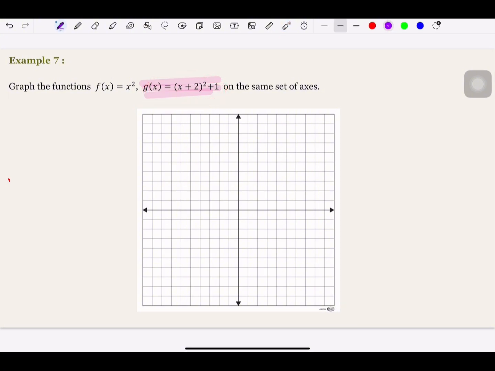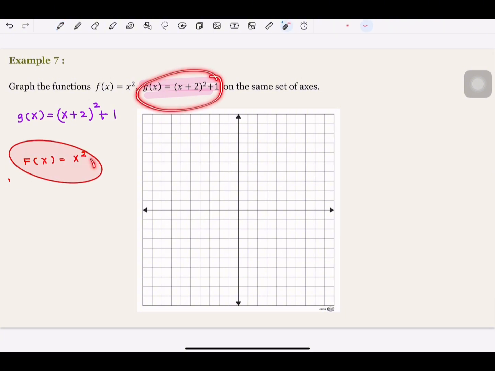So in order to sketch this function, let me write my g of x first. I'm going to jot down that first, and then I'm going to break my problem into a few parts. Okay, so here I have (x + 2) to the power 2, and I see plus 1 is being added. So it seems like this function is of the format f of x equals x squared. So this is where I'm going to start. It's because my given function is of this format.